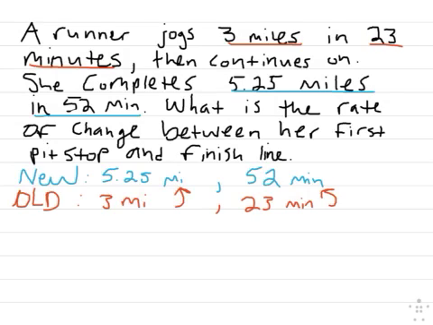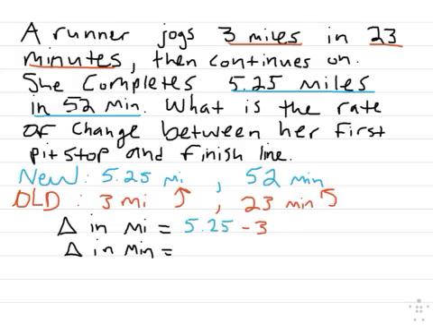So how do we calculate this? First, let's calculate the change. I could do change in miles. And what does that equal? Change in miles would be new minus old, or 5.25 minus 3. And then we also have change in minutes. Well, same kind of thing: new minus old. We had 52 minutes, minus the old value, closer toward the starting line, 23 minutes. And then you can throw that stuff in your calculator really quick.